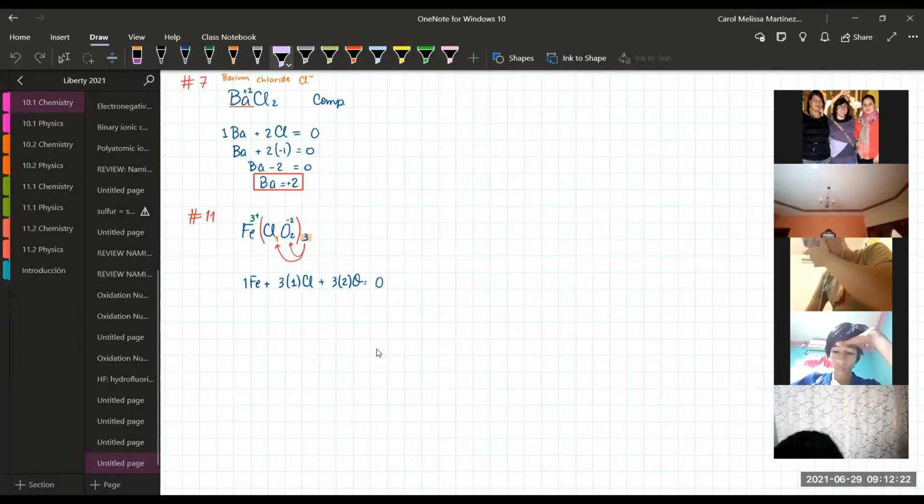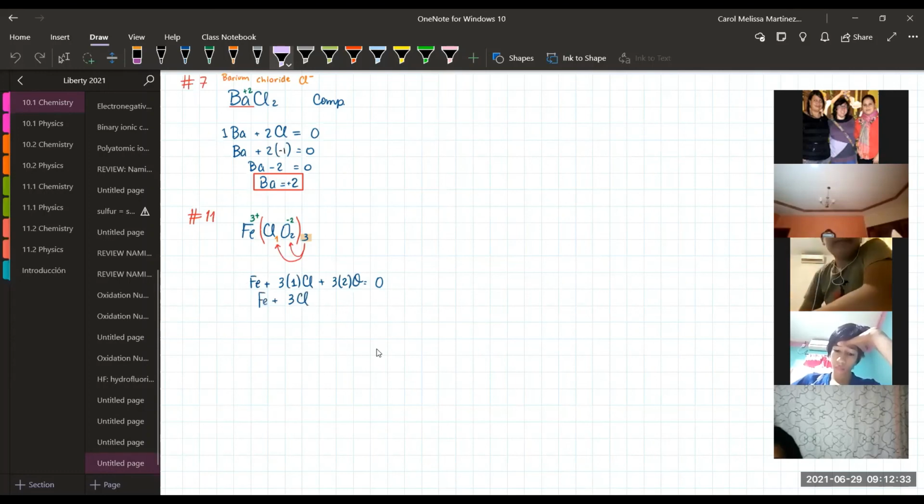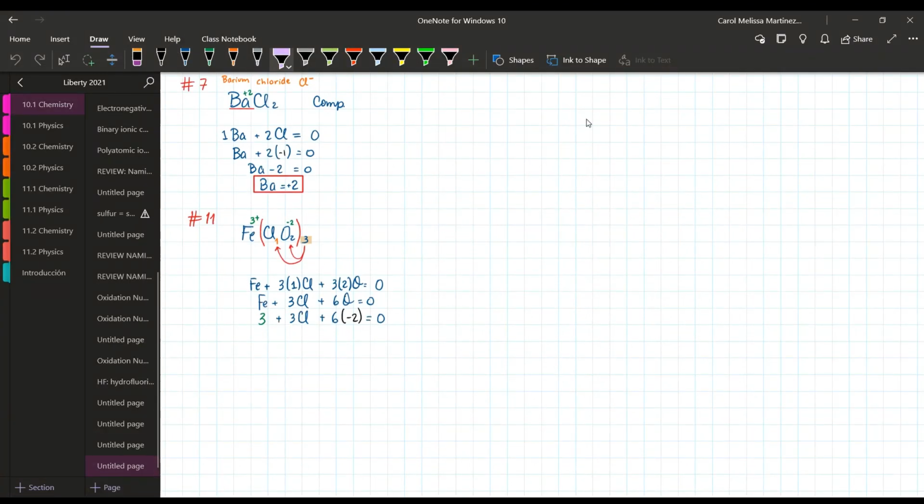Because it is a compound, it's equalized to 0. 1 as a coefficient, you can totally ignore it. And solve for the multiplications. Now substitute by the information that you know. Iron is 3, and oxygen is -2. And what you do after is you will solve for the multiplication. 6 times -2 is going to give you -12.